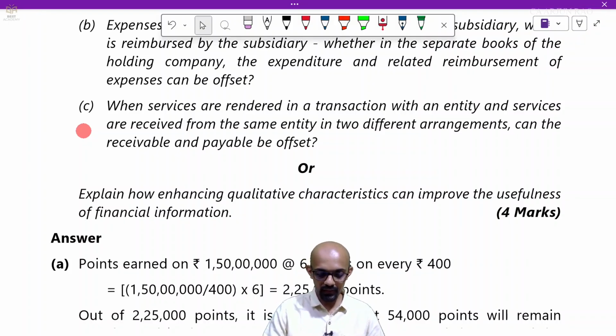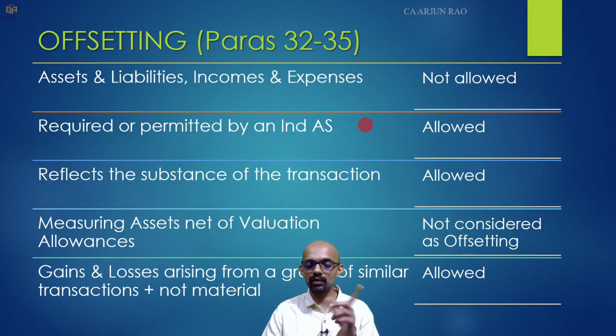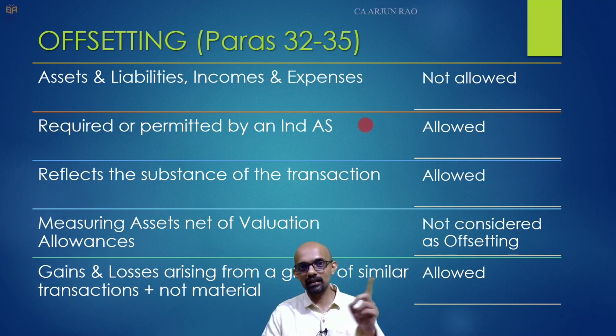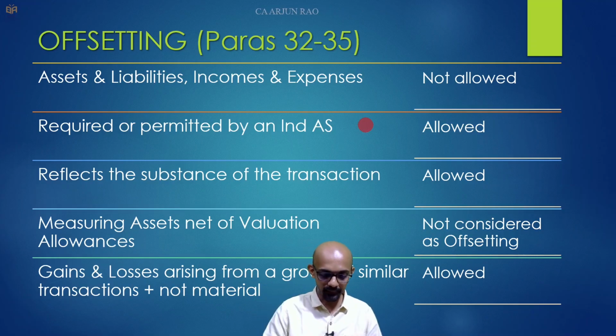So the slide that we saw, we use the second point. If it is required or permitted by an Ind AS, then offsetting is allowed. So as per Ind AS 32, offsetting of payable and receivable is allowed, and there is a legally enforceable right, and either there is an intention to settle on net basis or both receivable and payable are received and settled simultaneously, then it is allowed by Ind AS 32. So in such cases you can offset.